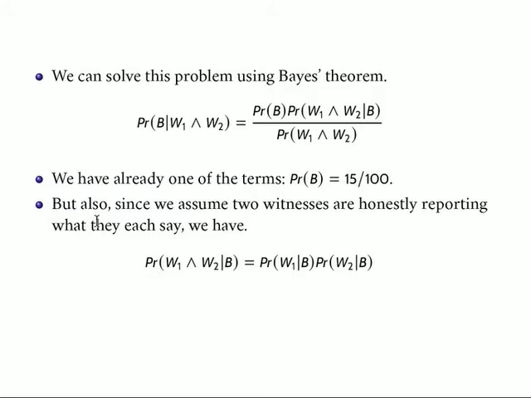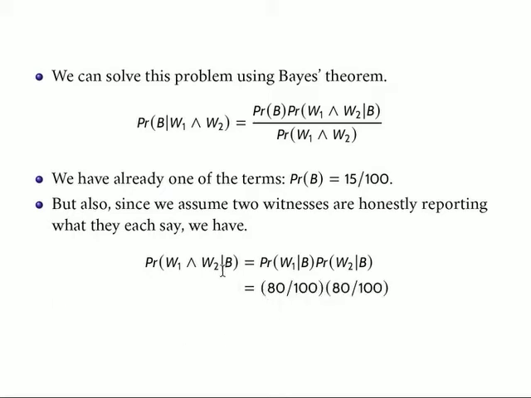And also, we're going to assume that the two witnesses are honestly reporting what they each saw. That is to say that, given that the cab was blue, the witnesses are not influencing each other's testimony. Both of the witnesses are honestly reporting what they saw. And what that means is that, given that it was blue, the probability of both the witnesses saying that it was is just the exact same as the probability of the first witness saying it was blue times the probability of the second witness saying it was blue. Now, I'm going to come back to this assumption in the context of questions about urns, where hopefully this will become even more clear.